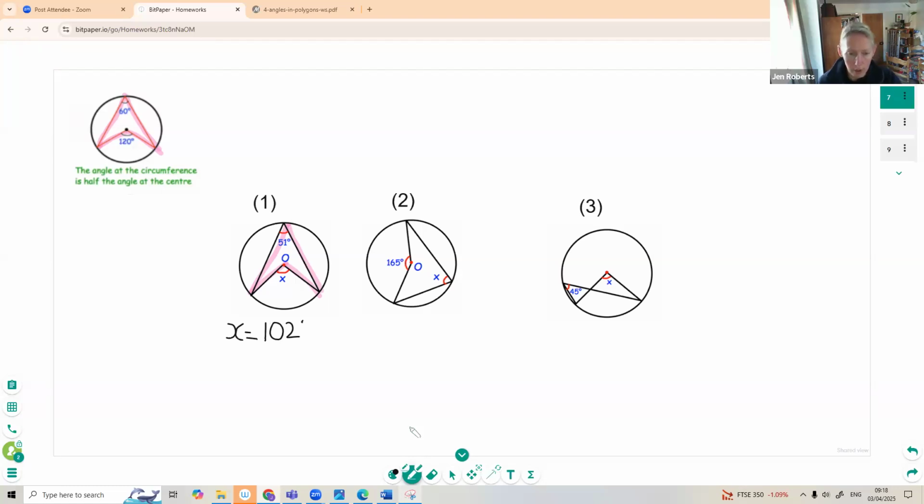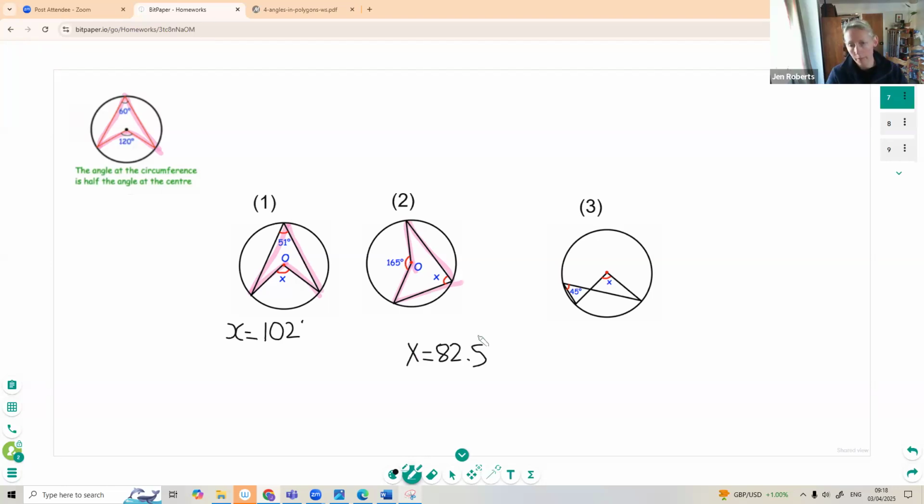Okay, for this one, the angle at the circumference is half of the angle at the centre. Half of 165 gives you x is 82.5.